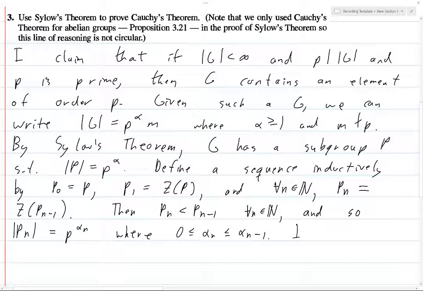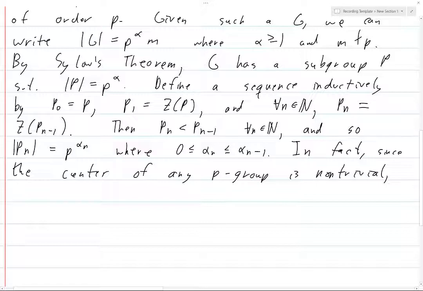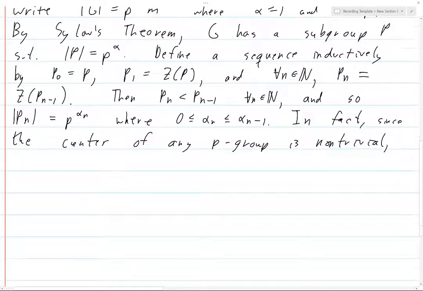In fact, since the center of any p-group is non-trivial, and now this statement, the fact that the center of any p-group is non-trivial, I sort of need to go back and verify that that does not rely on Cauchy's theorem. Because if it does rely on Cauchy's theorem, then this whole argument is circular. And based on the statement of the problem, it very easily might be.